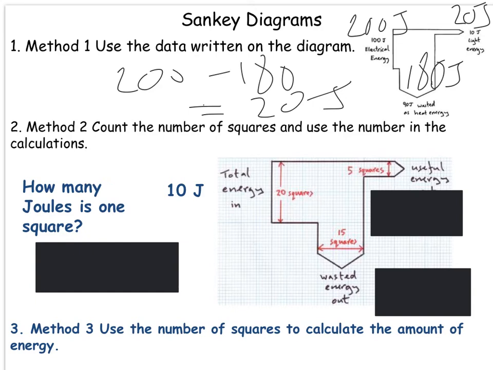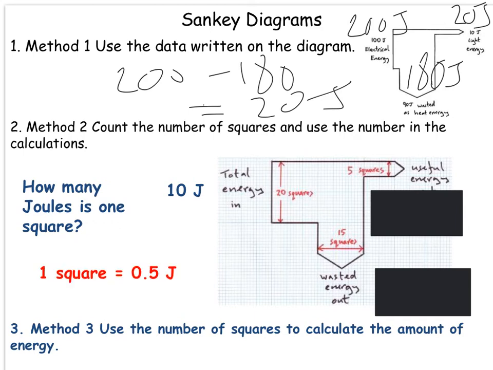The next question is that rather than having the data specifically written on the diagram, you've got a number of squares shown on the diagram and one of the total energies, for example. So in this question in method 2, you can see here that we've been given that this energy input is 10 joules, but it takes up 20 squares. How you go about this question is, first of all, you'd work out the energy per square, and to do that you do 10 over 20, which gives you 0.5.